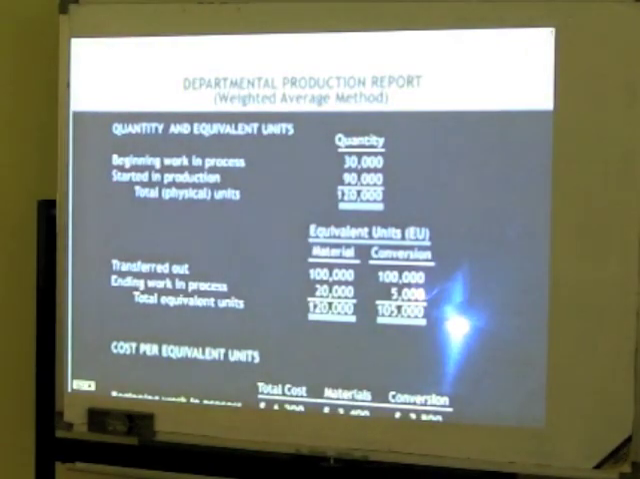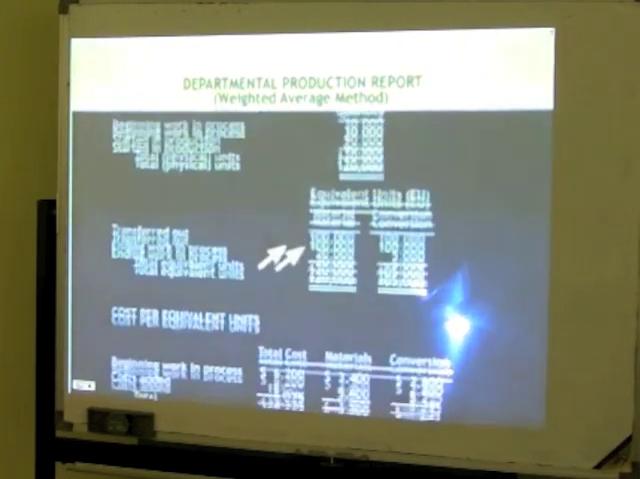Although formats may vary, the production report is usually in 3 sections. In one common format, Section 1 lists the total physical units and equivalent units to account for. The physical units include beginning work in process, plus those started into production. Equivalent units include those transferred out and ending work in process. The EU for materials and conversion come from the EU schedules shown previously.